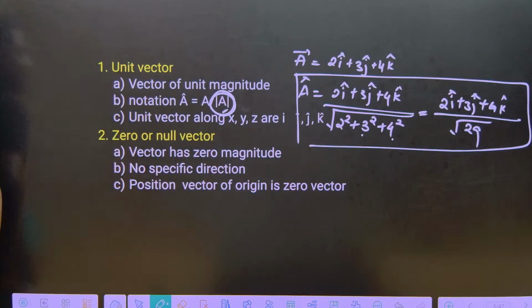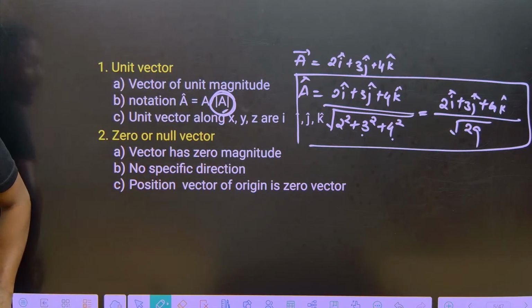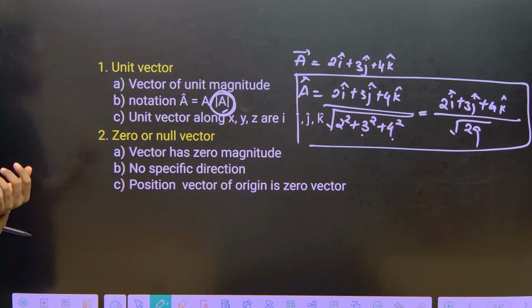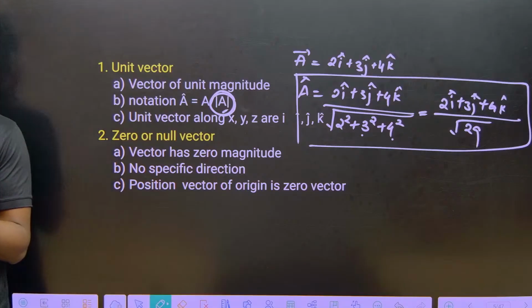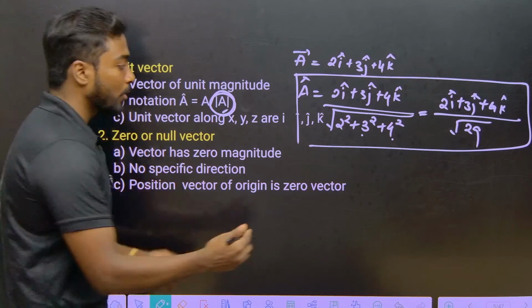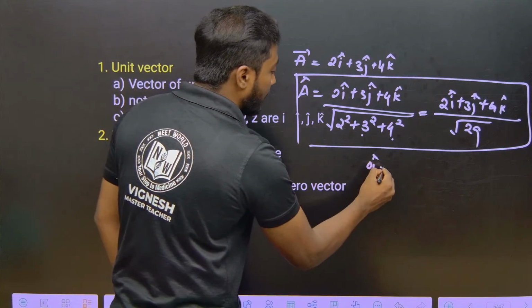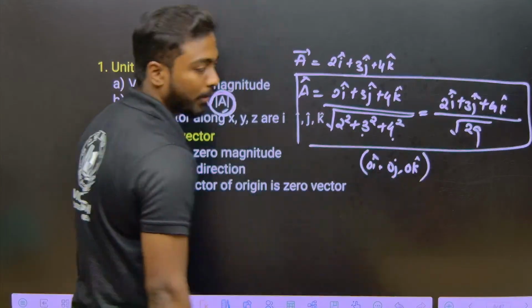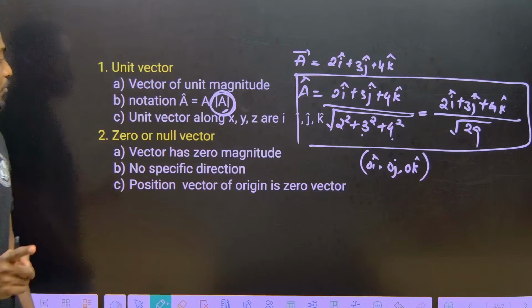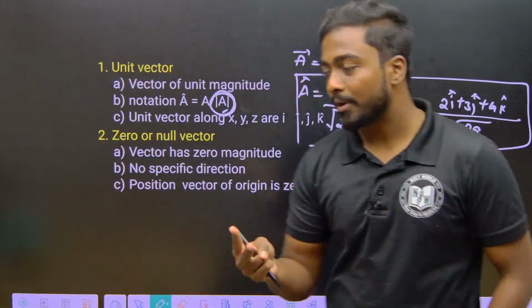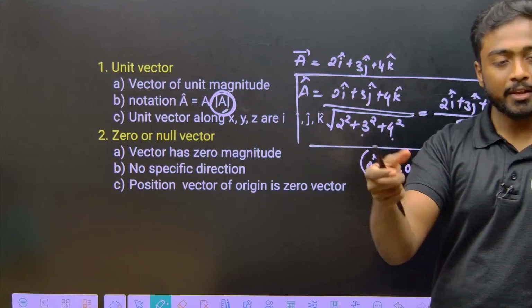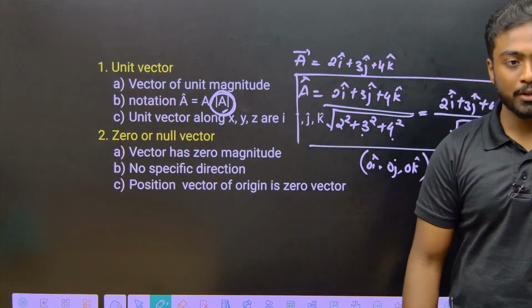So next is 0 or null vector. A vector having 0 magnitude, so no specific direction. The position vector of origin is the 0 vector, so 0 I cap, 0 j cap, 0 k cap. Okay. So two vectors, that is unit vector and null vector we have seen. The unit vector formula is whatever the given vector is, divide by the magnitude of that.